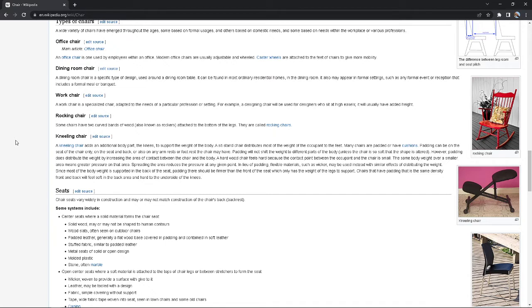Types of chairs. A wide variety of chairs have emerged through the ages, some based on formal usages, and others based on domestic needs, and some based on needs within the workplace or other various professions.